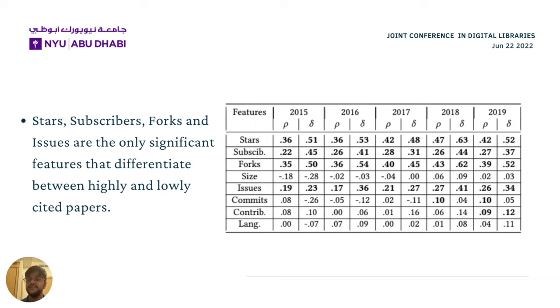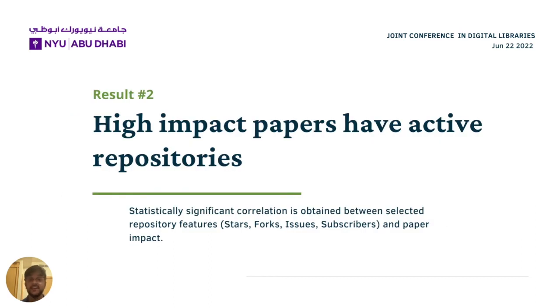Also, please note that the value of the Pearson correlation as well as Cliff's delta is positive, which means that papers with a higher impact are more likely to have higher values of these repository attributes. This leads us to our second result, which shows that high impact papers have active repositories. So the number of stars and the number of issues in these repositories are generally higher for highly cited papers than for lowly cited papers.